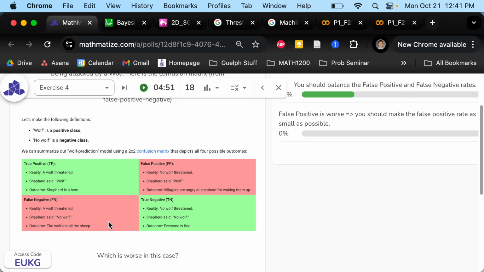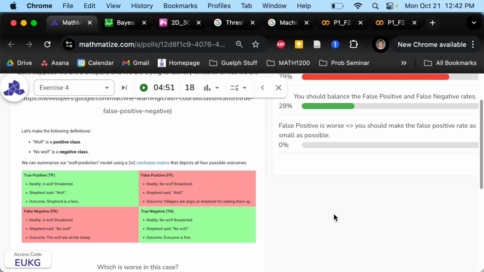The villagers will get pissed off, and then they will not come when there really is a wolf. So even though the false negative is a lot worse than the false positive, it's not infinitely worse, right? There is an amount at which you would rather accept one false negative for a million false positives. It's not infinity false positives, and you need to balance them according to what that is.